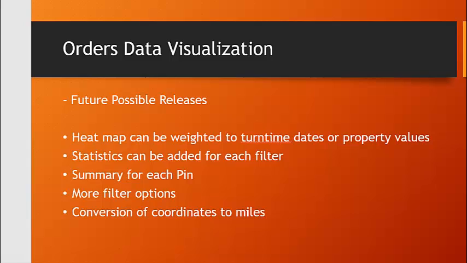All right, so I want to end the demo looking towards the future. There are a few things that we can add to this that we just thought about towards the end. The heat map can be weighted to turn time, dates, or property values. Statistics can be added for each filter. There can be a summary for each pin, so when you click on it, you get some data for each pin that you click on. There's always more filter options to consider, and the conversion of coordinates to miles, so it can be more friendly for people that are more used to dealing with miles than coordinates.